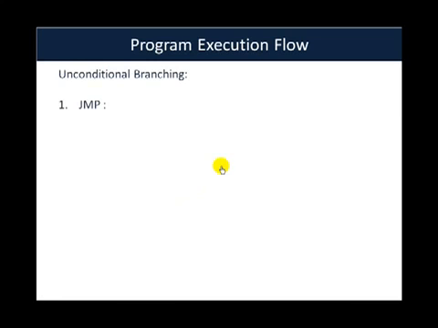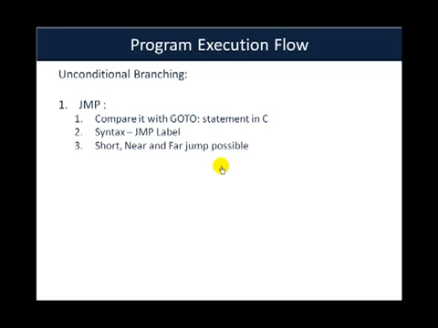The first of which is the jump or the JMP instruction. Now, if you want to draw a parallel with statements in C, goto would be the exact statement you can compare jump with. And the syntax for jump is actually jump, space, the label where you want the execution to transfer to.